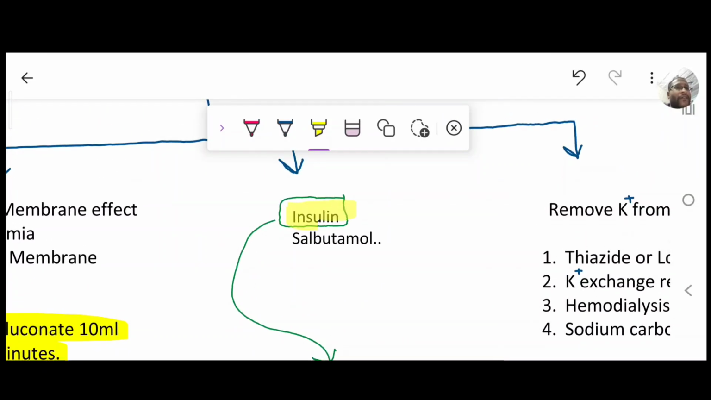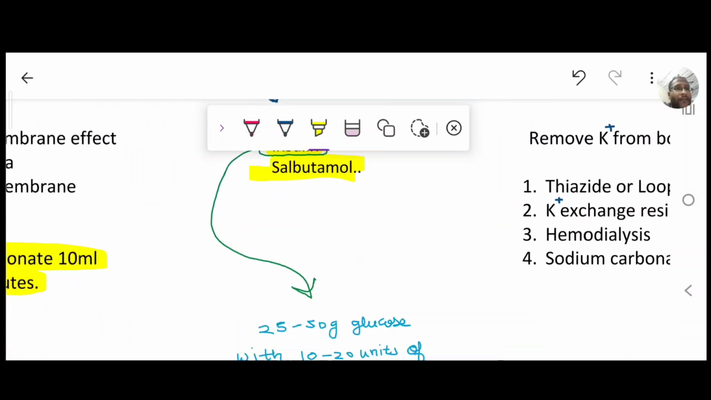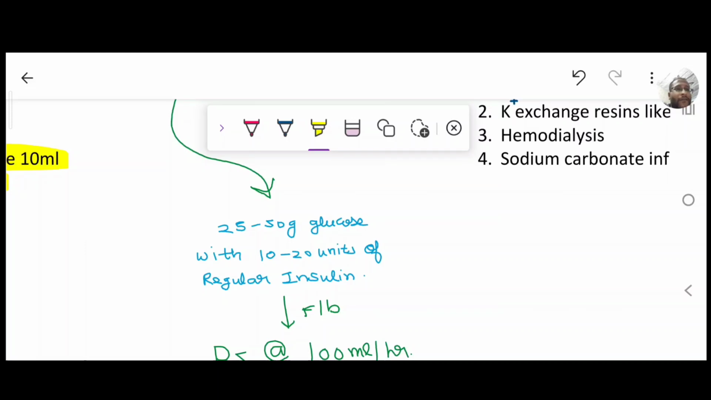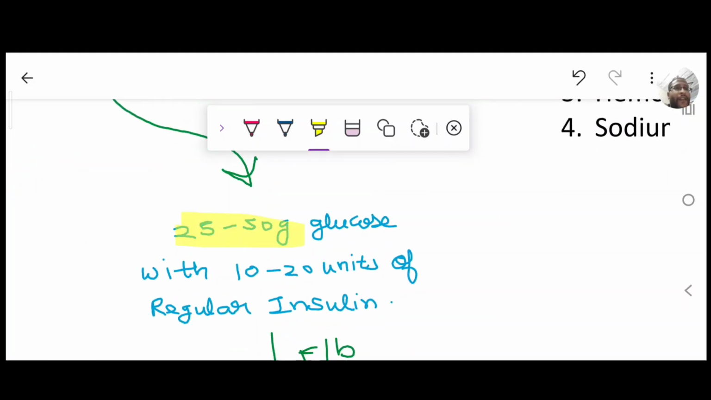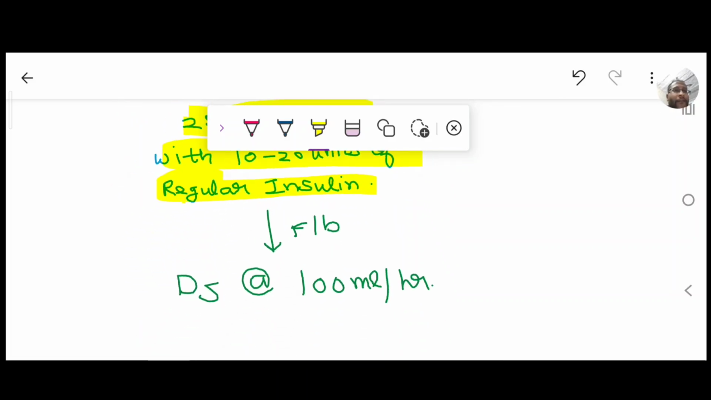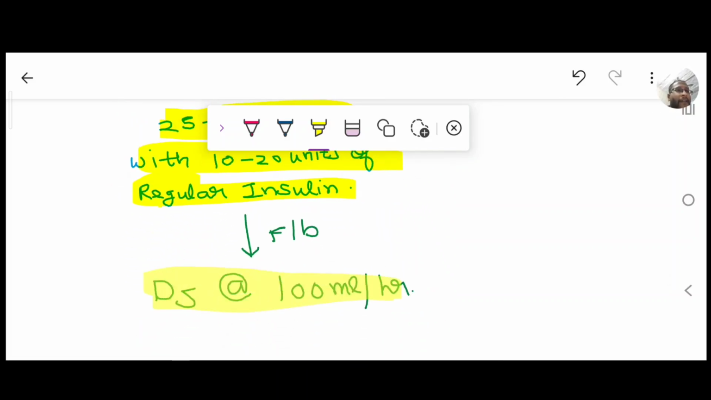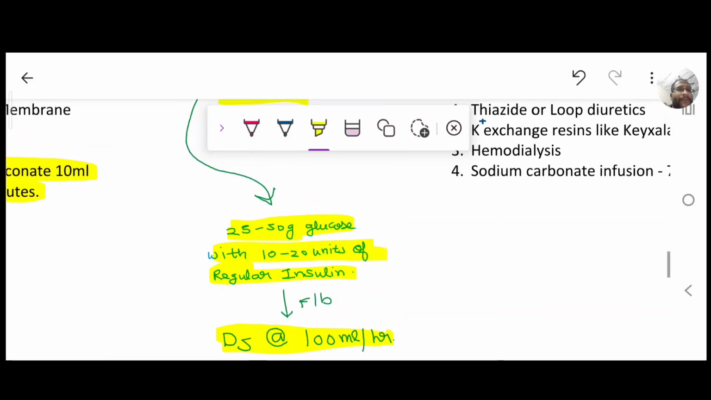Then we can give insulin and salbutamol. These are drugs which cause the movement of potassium inside the cells, decreasing the serum potassium levels. For this, we can give 25 to 50 gram of glucose with 10 to 20 units of regular insulin, followed by D5 infusion at 100 ml per hour. So this is very important, guys.